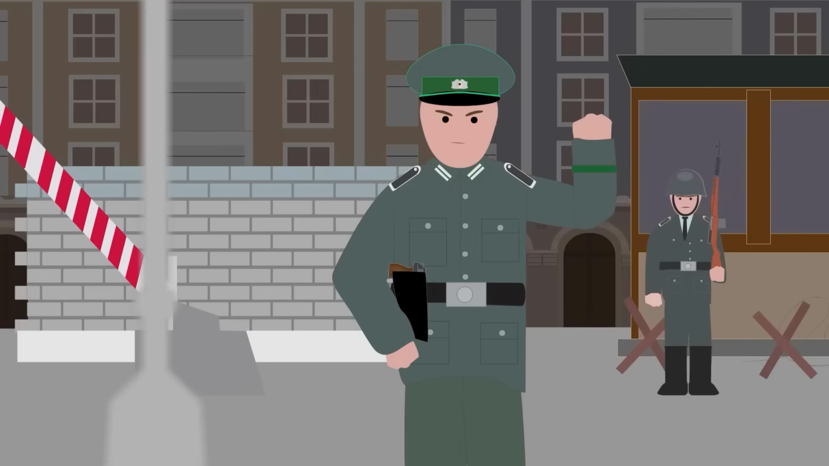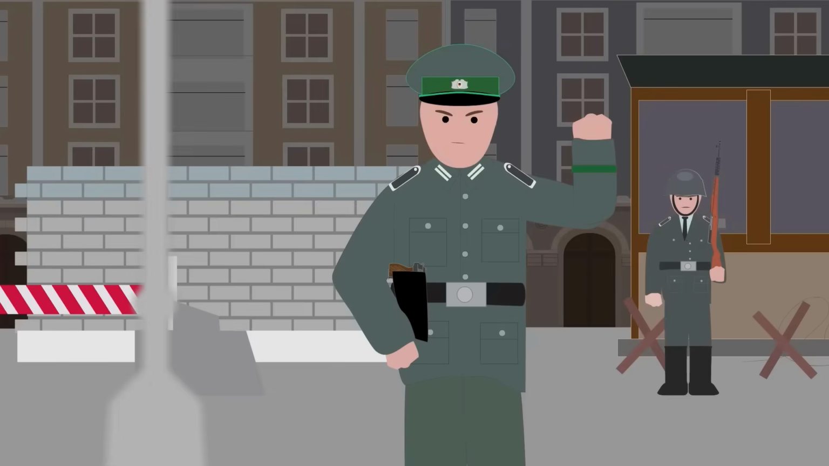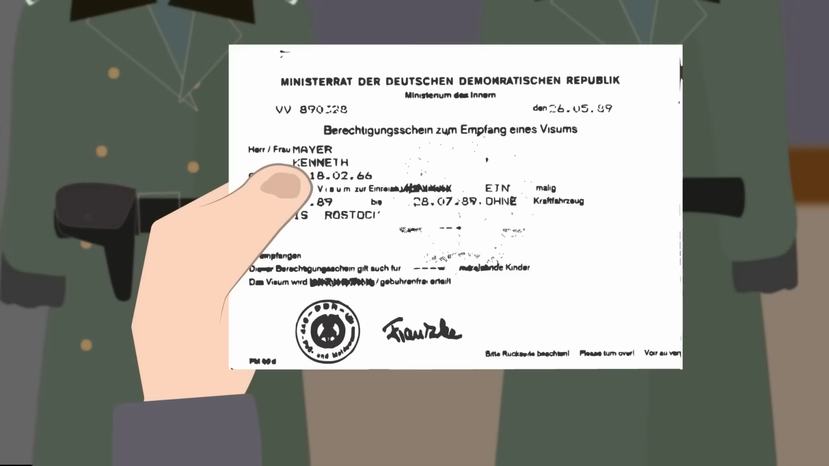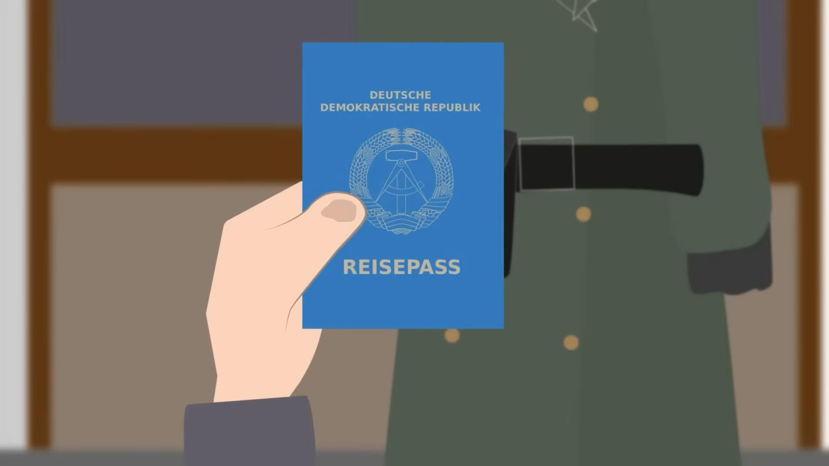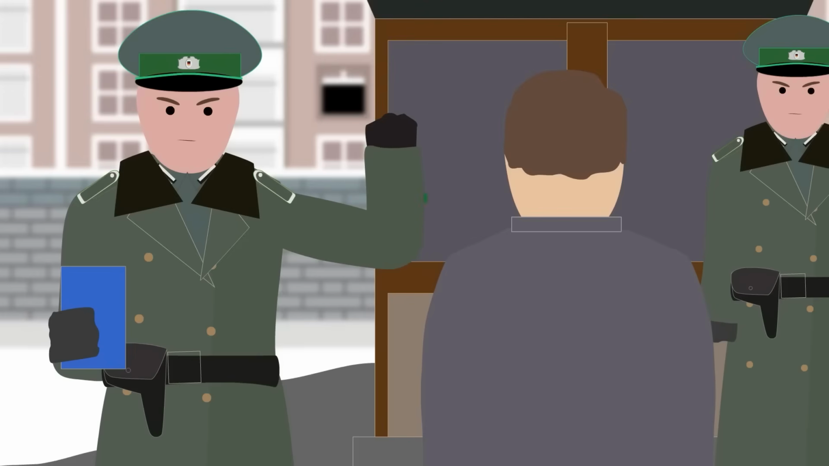Which checkpoints or border crossings could be used also depended on nationality, whether they were West Germans or foreigners, or a status such as military personnel or diplomats. West Berliners or West Germans, as well as foreigners, could apply for a visa to get into East Berlin. East Berliners and East Germans, however, were not permitted to cross the border to West Berlin or West Germany.